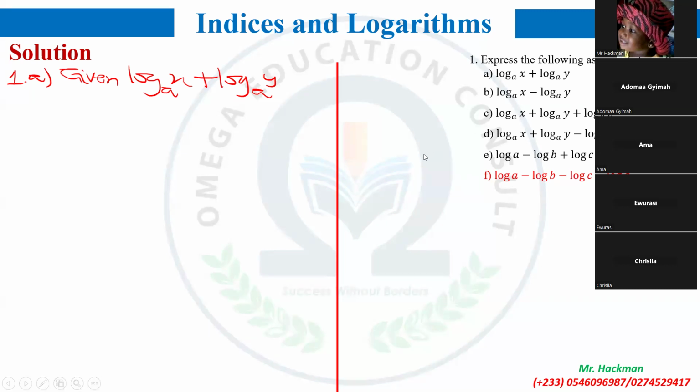Good. Once you see that, it means we can write what we have there as a single log. That is one. Two, if you can write what you have there directly as a single log, then the coefficient of each of the log terms should be either +1 or -1. Is my point well made?